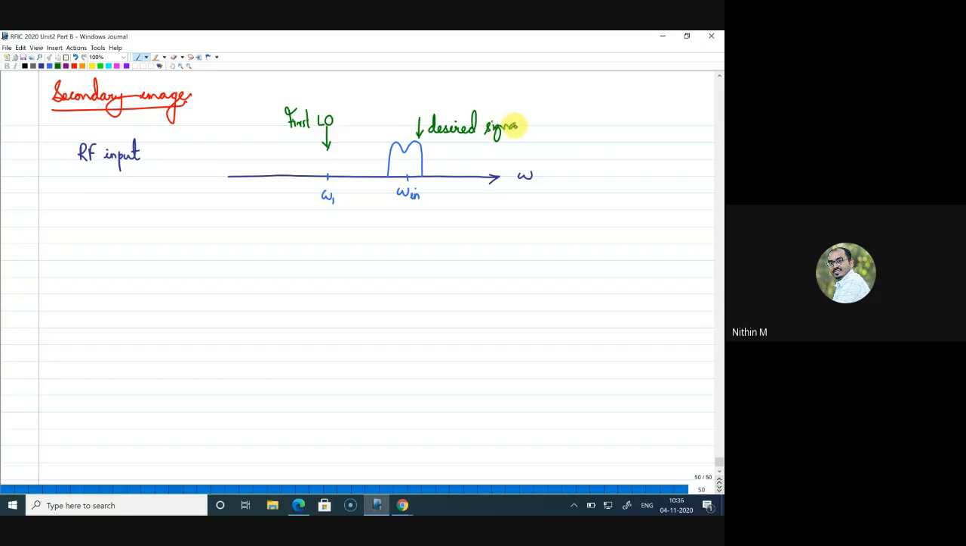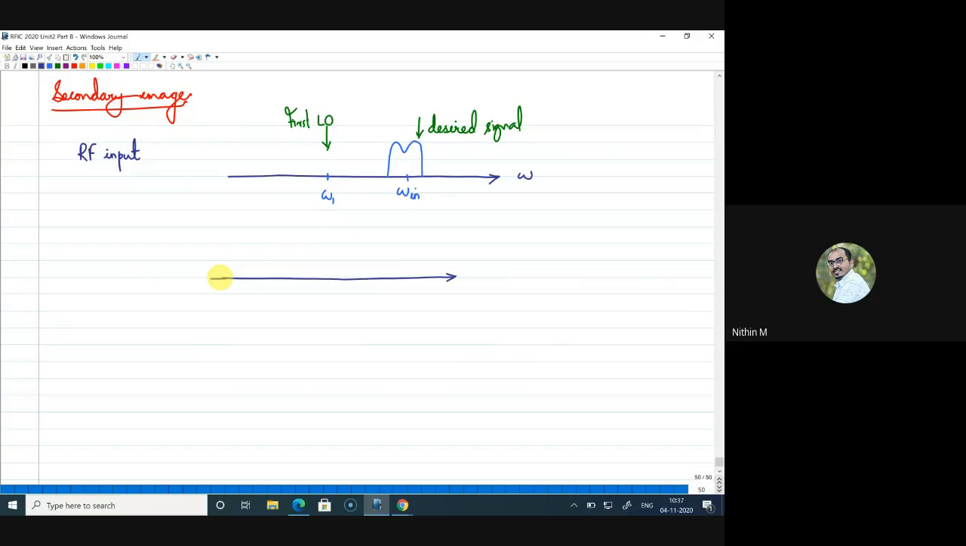This is the desired signal, and this is the first LO component. Now I am considering a component which is okay. Let it be there. So this is your desired signal. Now let us look at the first IF output. When I say it is the first IF, definitely it will be shifted to a lower frequency. That I'll show in this graph also.